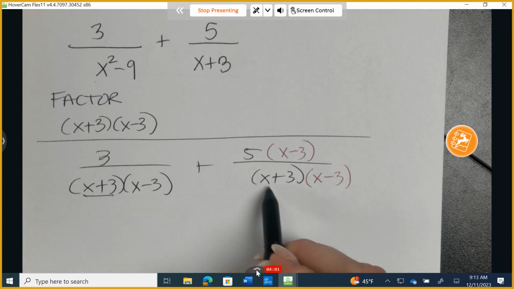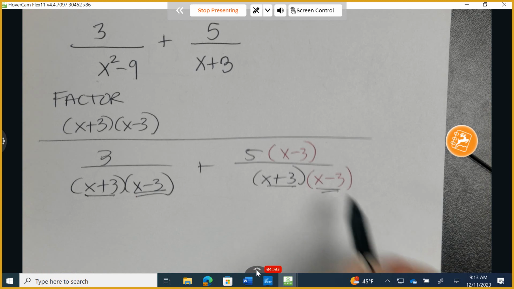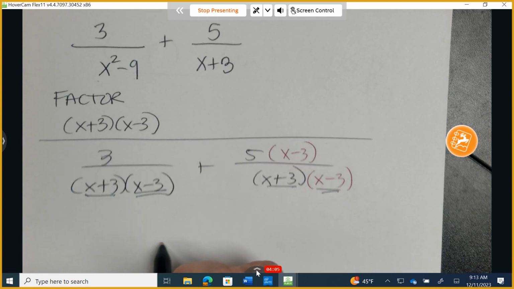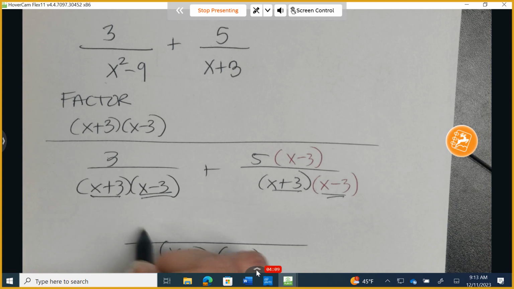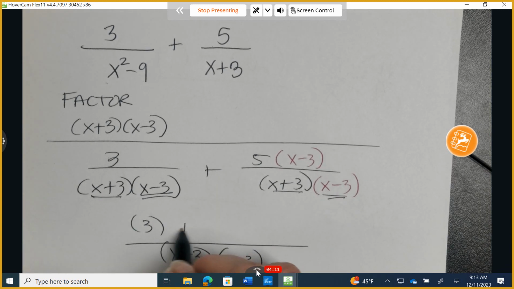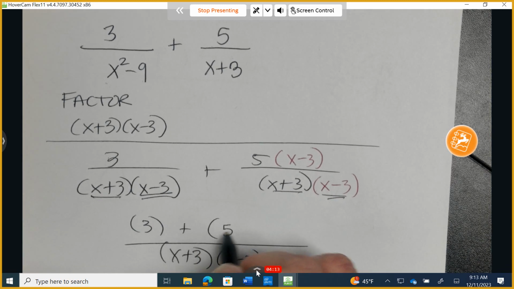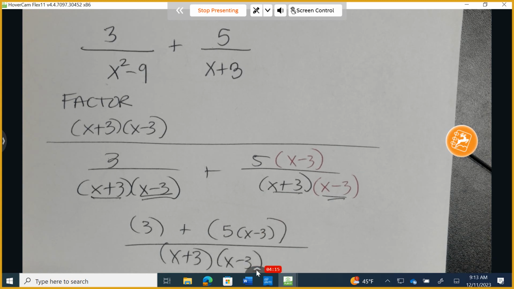Now the bottoms both have an x plus 3, and they both have an x minus 3. When the denominators are exactly the same, I write down the denominator, and then on top I have a 3 on the left, an addition sign, and on the right I have 5 times x minus 3.